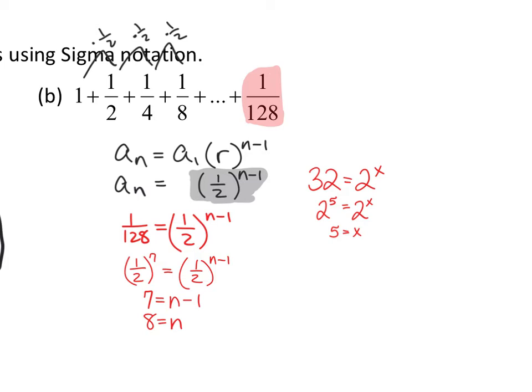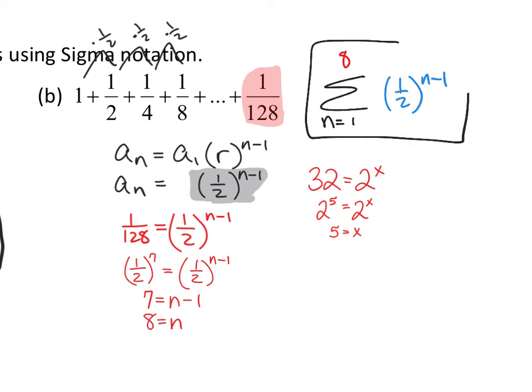So if we were going to write this whole thing, we'd say the sigma, or the sum of, starting at 1, of the equation 1/2 to the n minus 1, stopping at the number 8. That would be the sigma notation for that series. Starting at 1, ending at 8, the 8th term. That's the partial sum that we're taking.